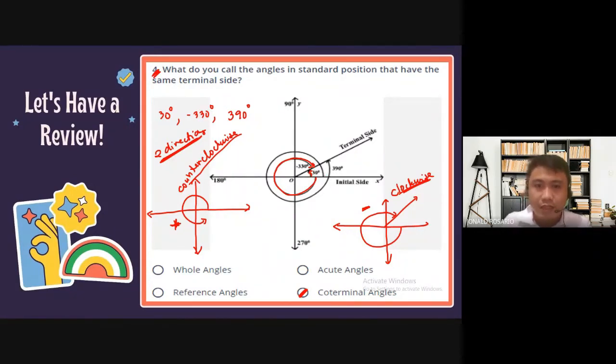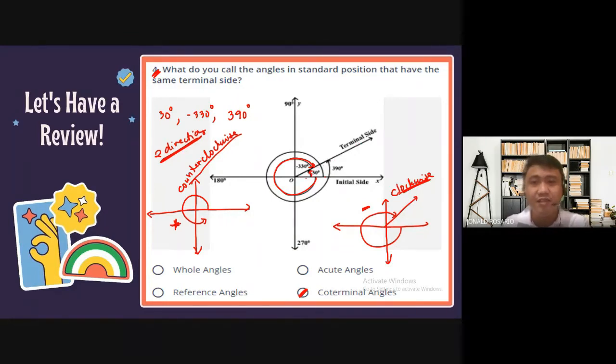And papansinin natin, ganun din yung terminal side. Parehas sila ng 30 degrees. Okay? Tingnan natin yung isa. Ito naman, isang ikot, and then, nalampasan niya ng kaunti, nadagdagan ng parang 30 degrees. Parehas din ang kaniyang terminal side. So, silang tatlo, they have the same terminal sides.